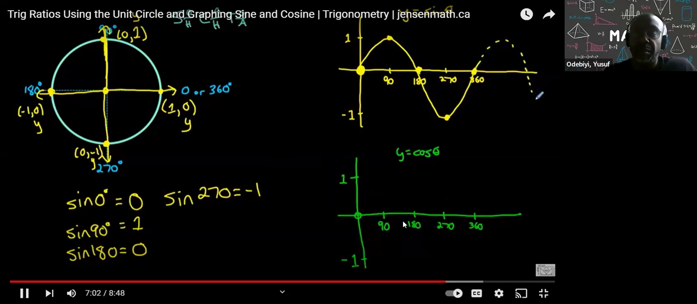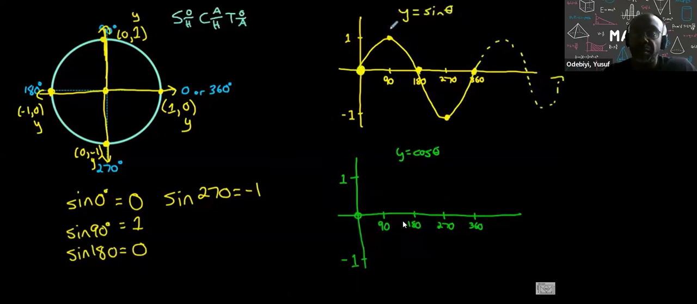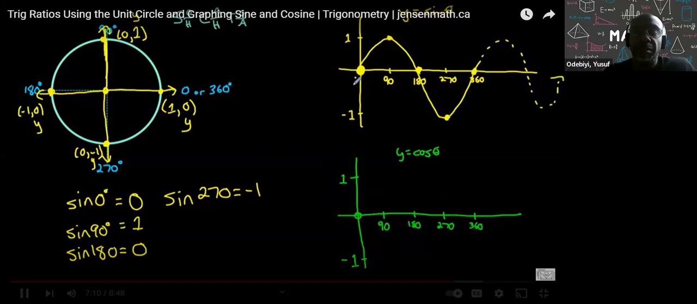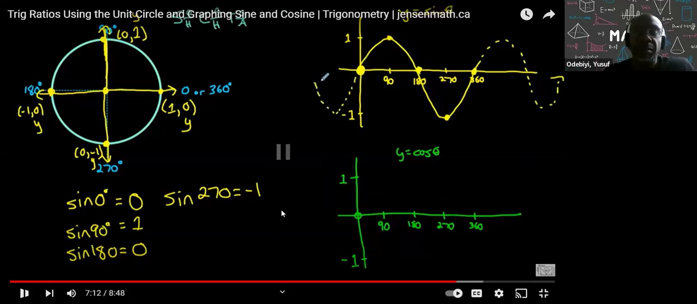So this pattern of y values oscillating between 1 and -1 is going to continue every 360 degrees. Okay, so the period is 360 degrees, and the amplitude is 1, okay? 360 degrees is the length of one cycle. So one cycle is 360. The amplitude is 1, okay?